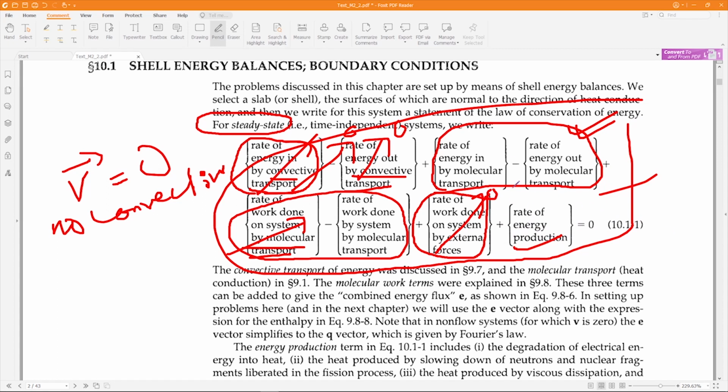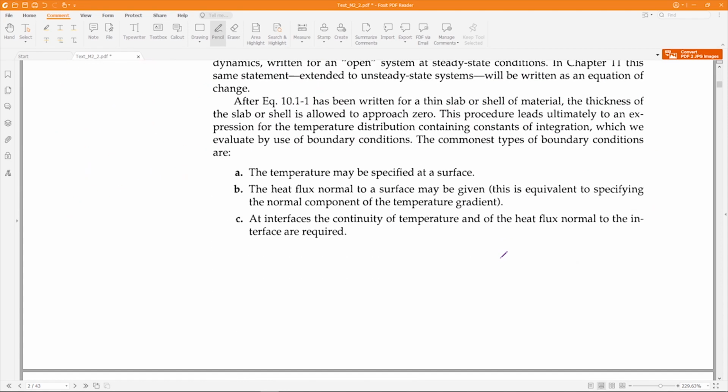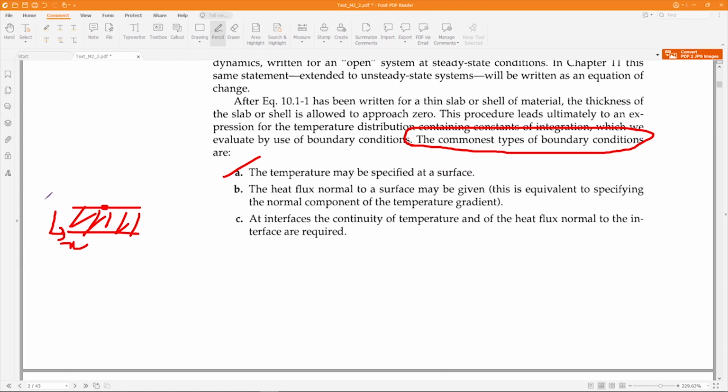Based on this general balance, we're going to solve some problems. And as we discussed some of the boundary conditions in momentum shell balances, similarly here also we'll have boundary conditions. The first one is the temperature may be specified at a surface. Suppose I have a plate, and let's say my coordinate system is X and Y. Let's say this separation is some delta. So I can say at Y equal to delta, T is given as, suppose, T naught. So at this specific surface, the value is specified.